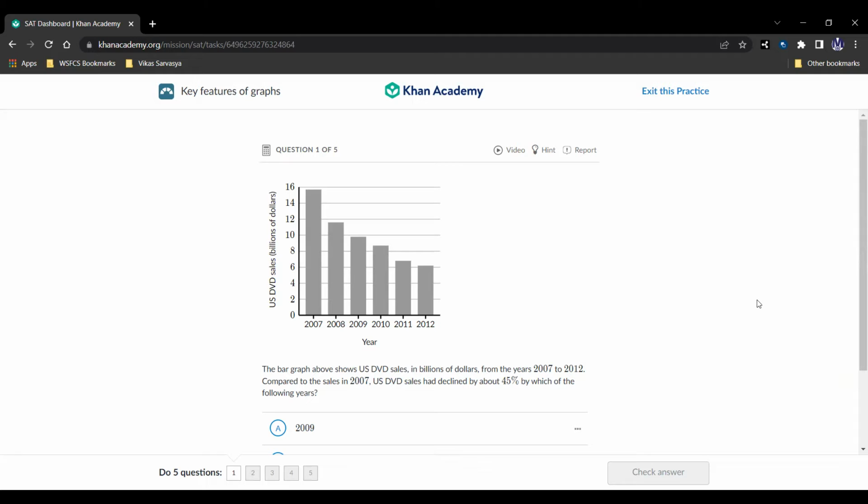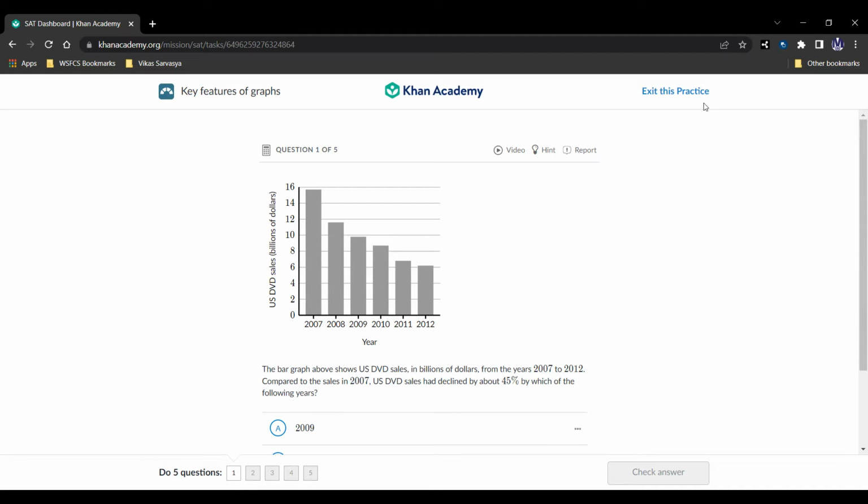Here it is. All right, so we're given a bar graph of the US DVD sales in billions of dollars versus the year from 2007 to 2012. And we're told that compared to the sales in 2007, US DVD sales had declined by about 45% by which of the following years? So sales in 2007 are, if I'm going to estimate it, around 15.8 or 15.9. And then a 45% decline, which is going to be a 55% staying, so times 0.55, is going to be around 8.69, so around 8.7.